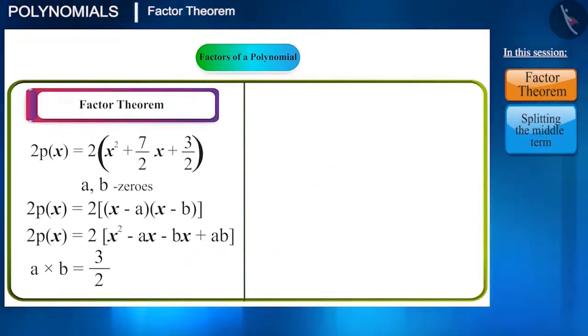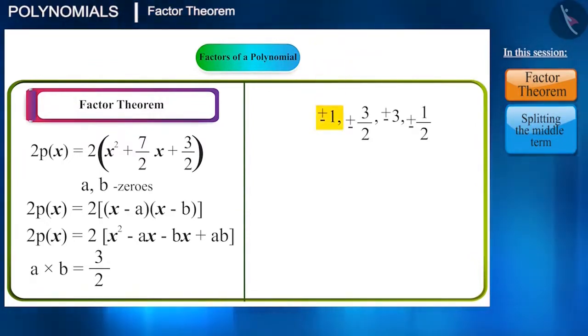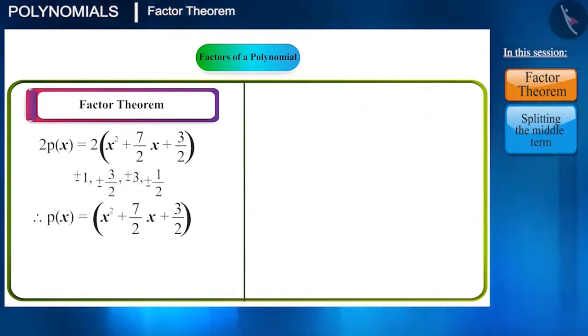First of all, plus or minus 1 and the number itself, that is plus or minus 3 by 2, are the factors. Also, 3 by 2 can be written as 3 multiplied by 1 by 2, that is, plus or minus 3 and plus or minus 1 by 2 will also be factors. Thus, some possible values of a and b can be plus or minus 1, plus or minus 1 by 2, plus or minus 3, plus or minus 3 by 2. Now, substituting all these values in the polynomial, we have to find which of these will make the value of the polynomial 0.